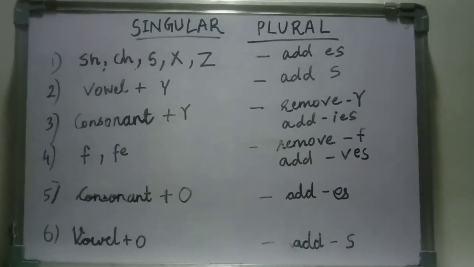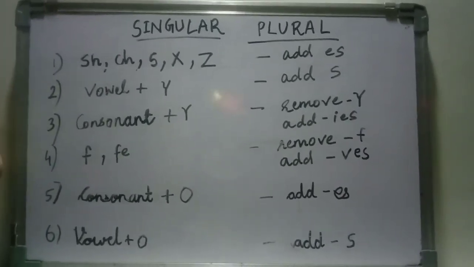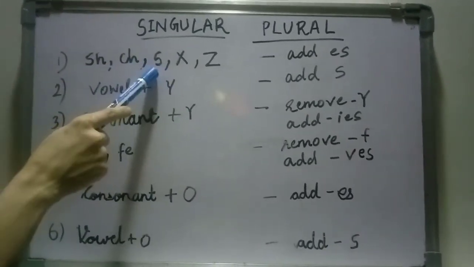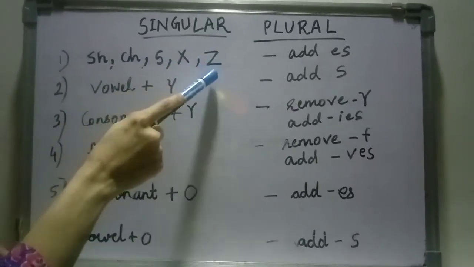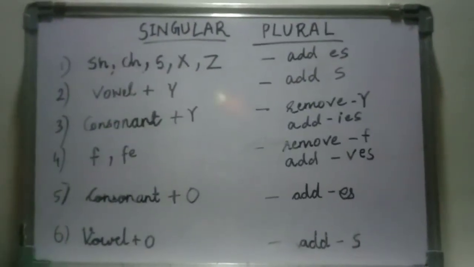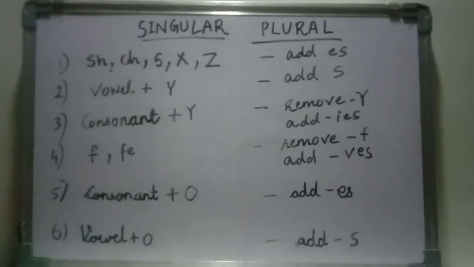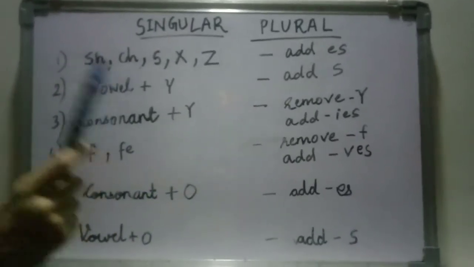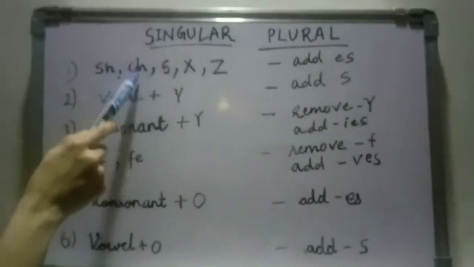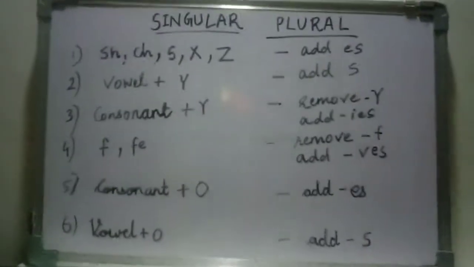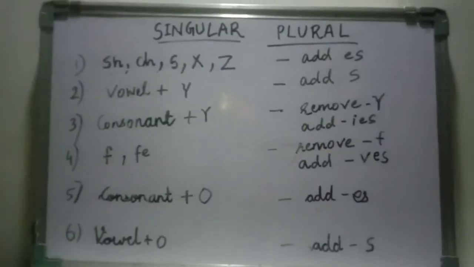Now, rule number 1. If a word ends with SH, CH, S, X or Z, you add ES to that word. Okay? You have to see the last letters of the word. Again, I'll repeat. If a word ends with SH, CH, S, X or Z, you add ES to that word. This is rule number 1.